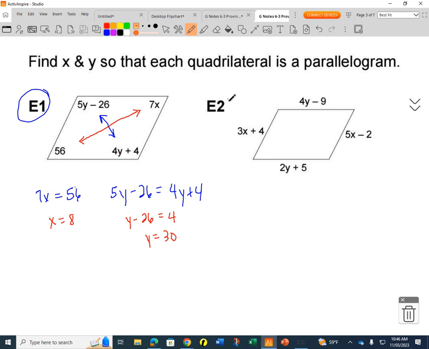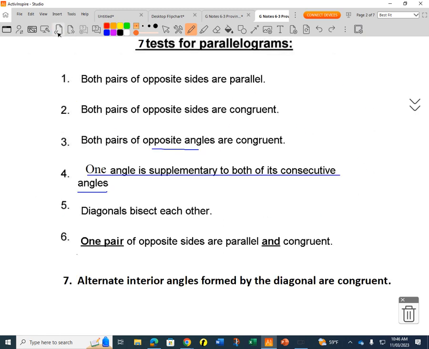All right, so in example 2, all they give us are the measures of sides. So we're looking back at our list. What did we talk about? The tests we talked about for sides are these two. The sides being parallel will not help us write an equation, right? But the opposite sides being congruent, that could help us write an equation.